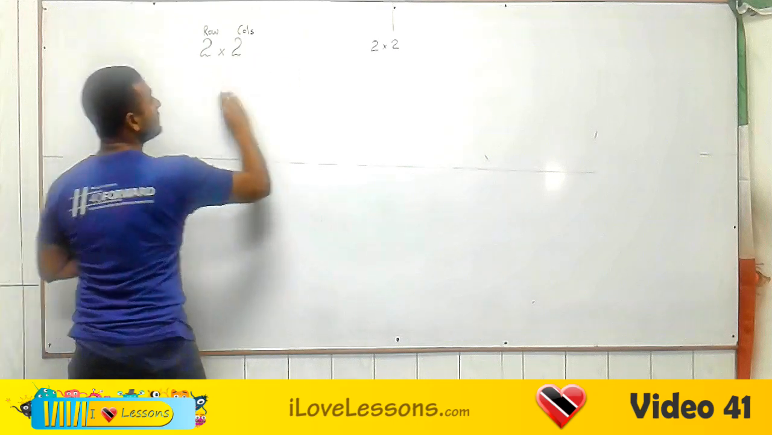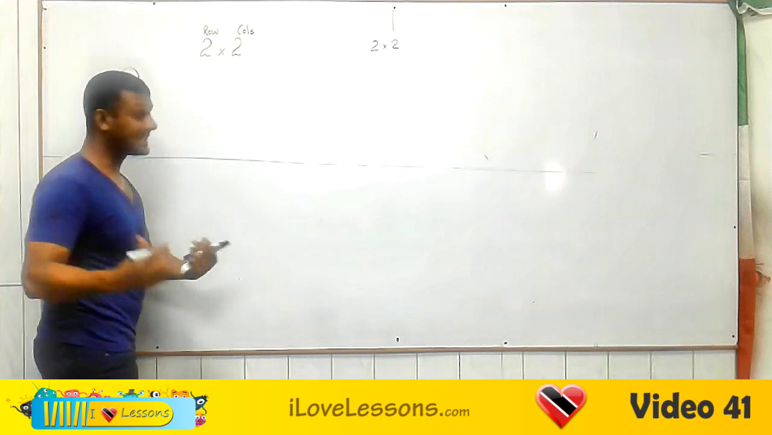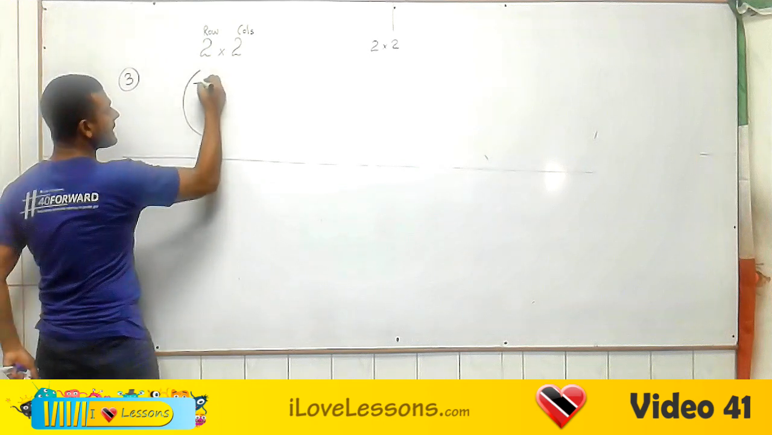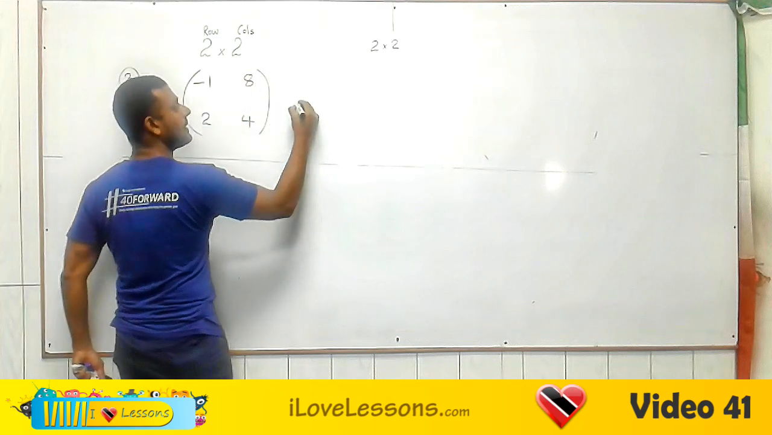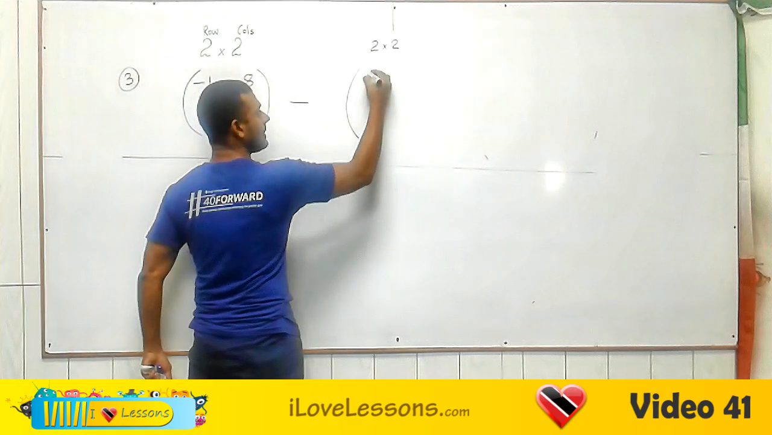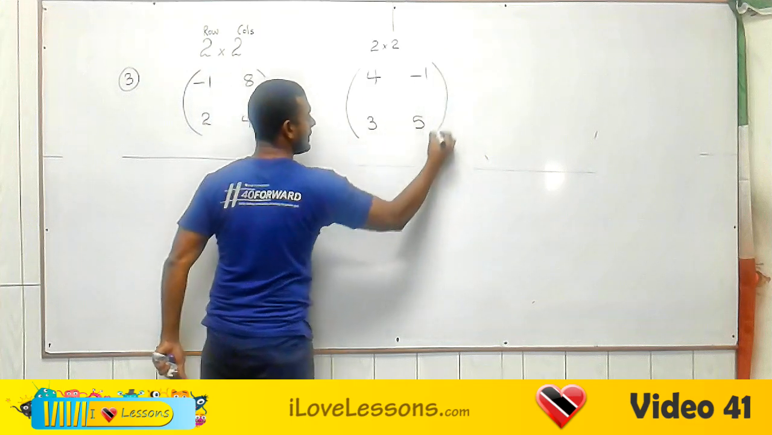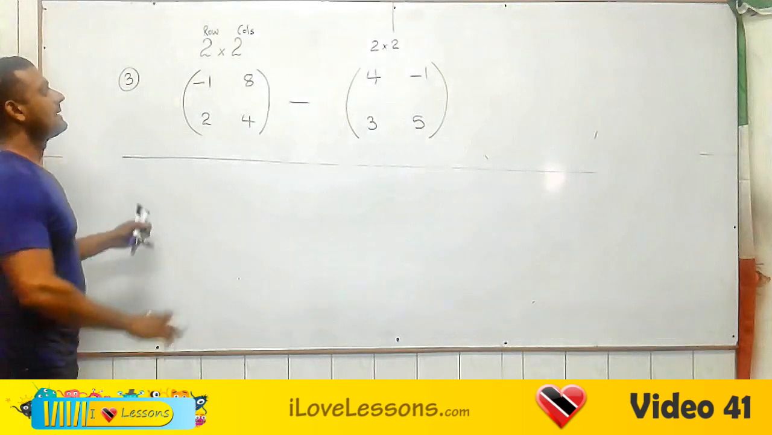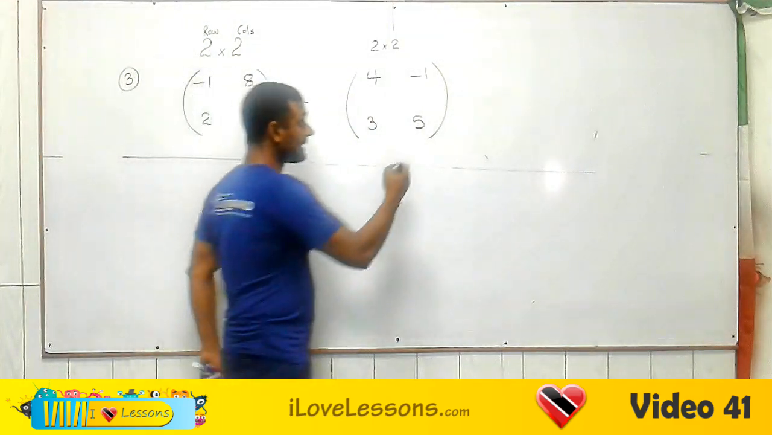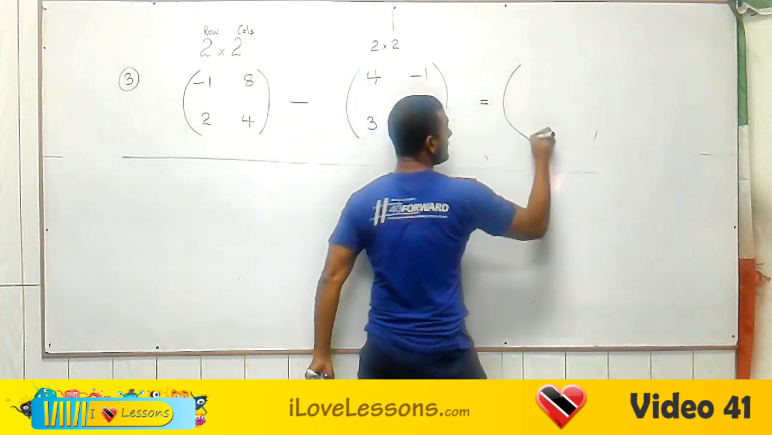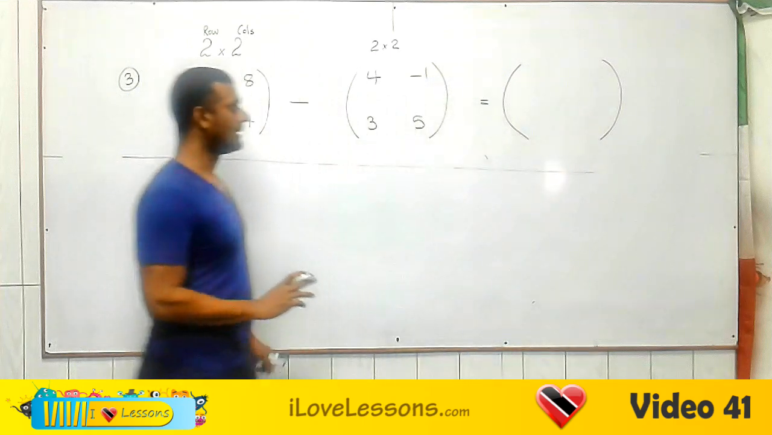I will do a 2 by 2 minus a 2 by 2 because it's very, very popular in the exam, especially in the CXC exams. Suppose I have -1, 2, 8, 4 minus 4, 3, -1, 5. We realize it's a 2 by 2 matrix minus a 2 by 2, so both of them have the same size. So if we were to subtract, we will get another 2 by 2 matrix with 1, 2, 3, 4 answers.